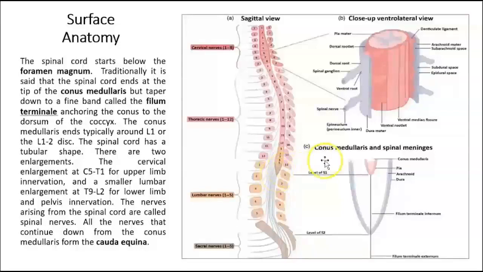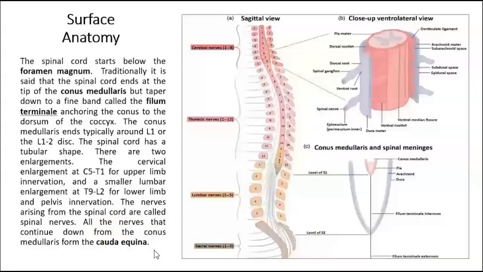The bottom part of the spinal cord is called the medullary cone or conus medullaris, as you can see right here, and that's where it ends. What continues after that is a lot of nerves that will go down towards the sacrum. This set of nerves is called the cauda equina.